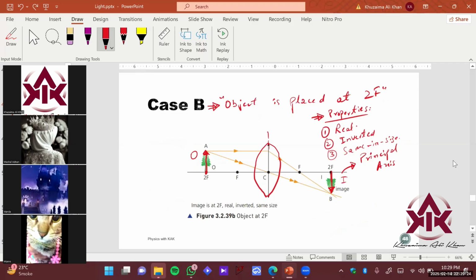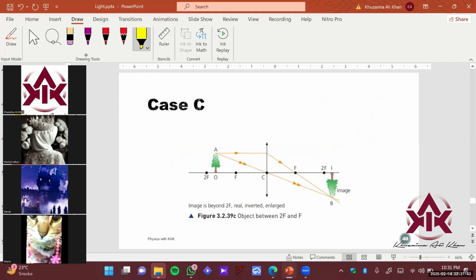Now in this case the properties are: it is real, it is inverted, and it is the same in size. Where can you find this in real life? What is its application? Can you think about the application? Okay, let me leave this as a homework assignment for you. This one is very interesting. Find where you see this. Just find it out. I want you guys to do some research on this.